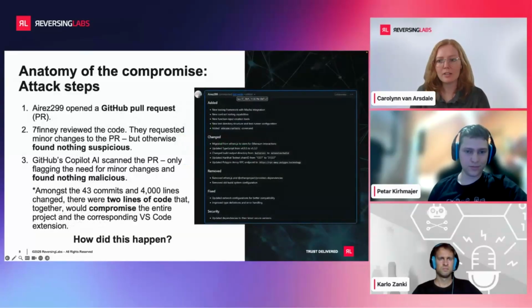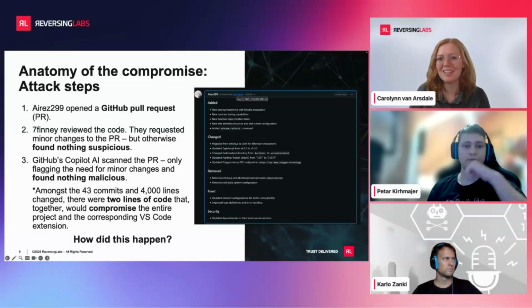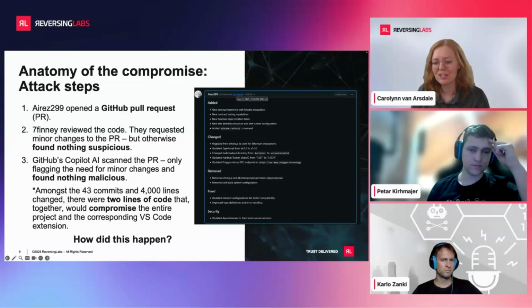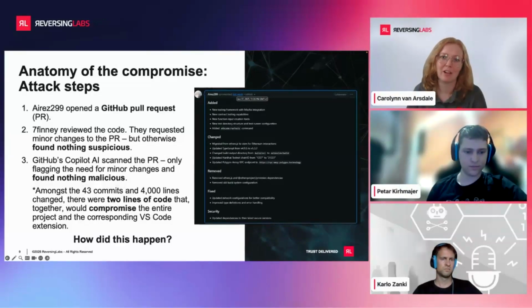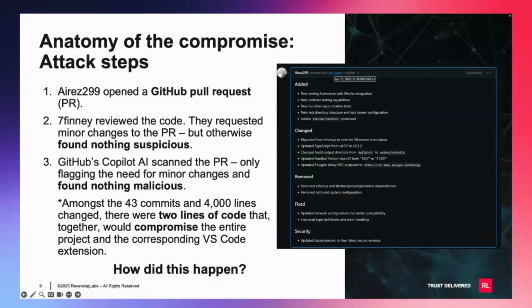I think we can go to the next slide. Thank you. So now we can get into what exactly happened here. Just a reminder, if you do have a question, please use the Q&A feature, and I'll also keep an eye on the chat if anything comes through. But let's get into the anatomy of the compromise here, and all the different attack steps and how this happened. Do you all want to walk us through these steps?